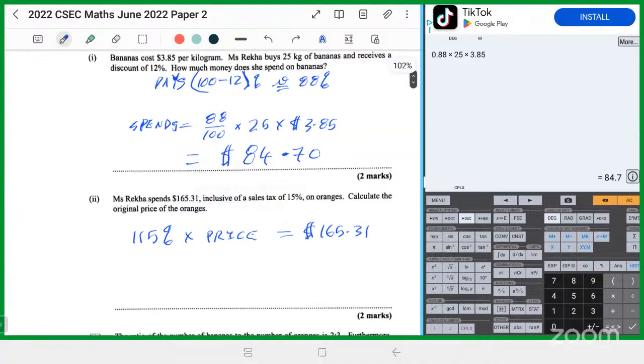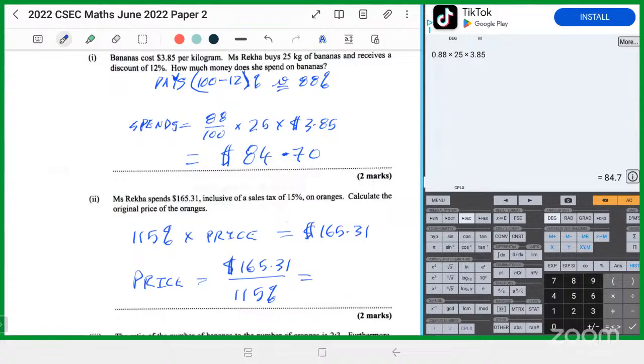So the amount that she pays, which is this, is 115% of the price. Right? So the price becomes this amount of money, 165.31 divided by 115%. 115% is 1.15 divided by 100. And then you work this out and it tells you the answer. Nice and easy. Let's shift this over a bit.